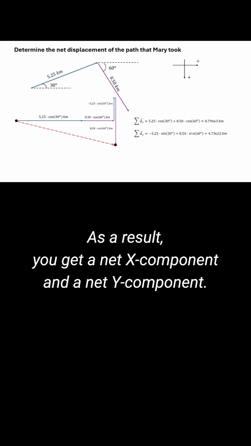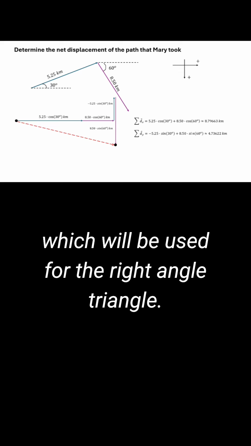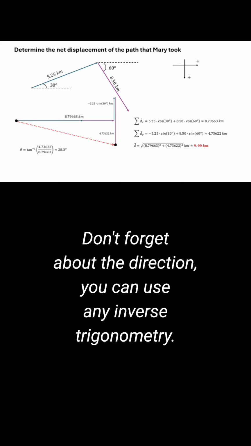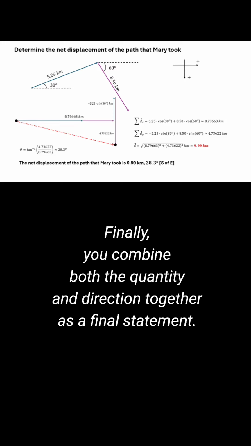As a result, you get a net x component and a net y component, which will be used for the right angle triangle. Now, all we gotta do is use the Pythagorean theorem to find the net vector. Don't forget about the direction. You can use any inverse trigonometry. Finally, you combine both the quantity and direction together as a final statement.